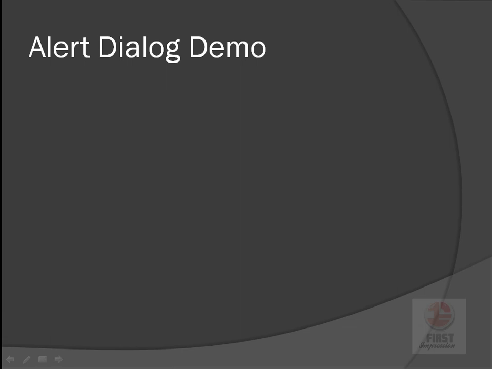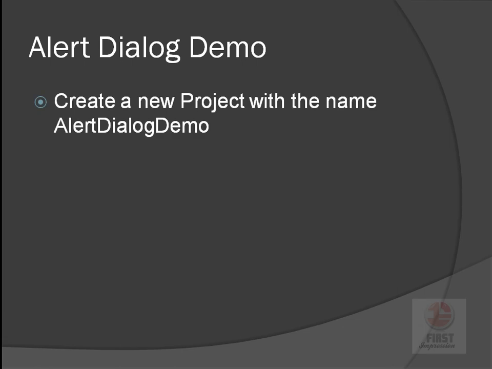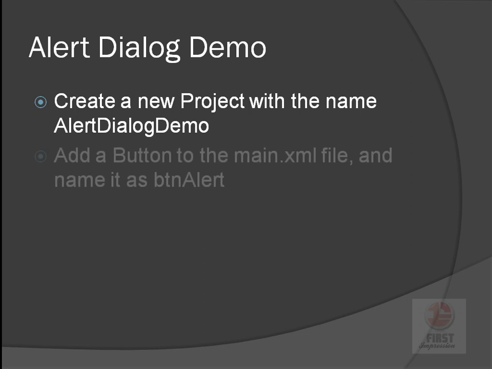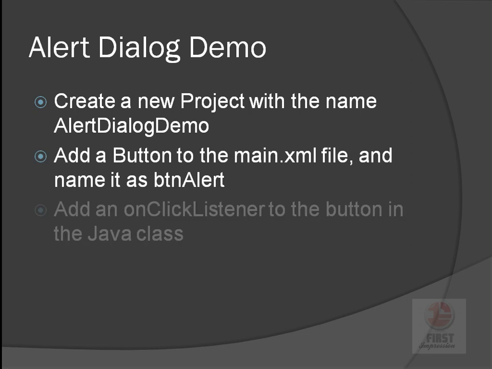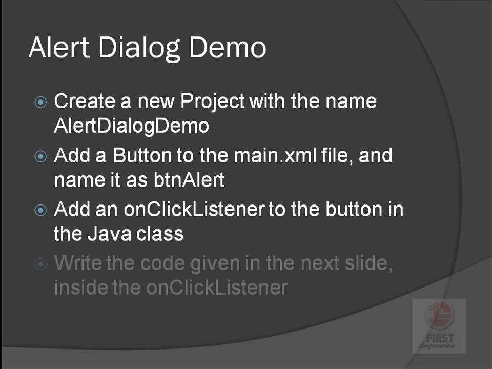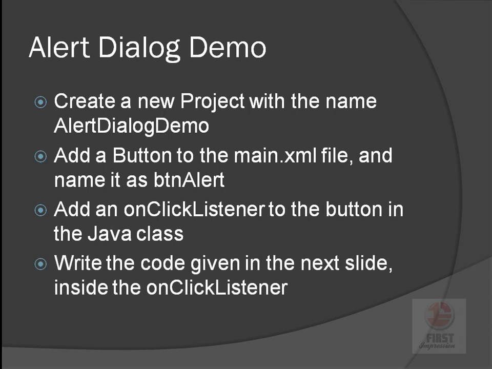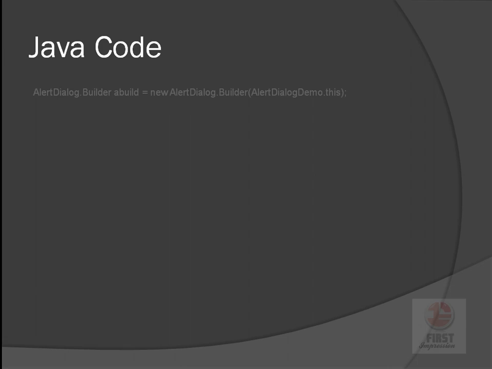Let's create a simple alert dialog. First of all, create a new project with the name alert dialog demo. Add a button to the main XML file and name it btn alert. So we'll have in the main XML file just one button named btn alert, and we'll add an on-click listener for the button in the Java class. After adding the on-click listener, we have to write the code which is given in the next slide inside the on-click listener. So let's start with that.